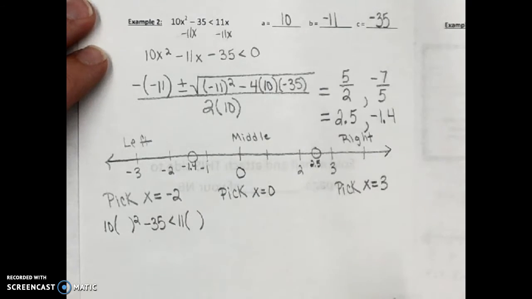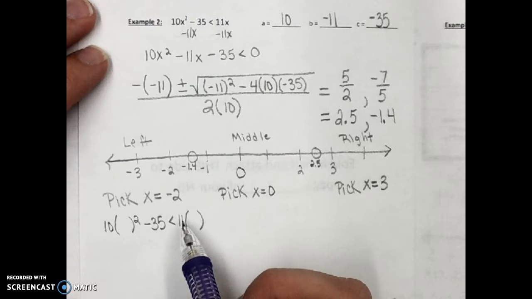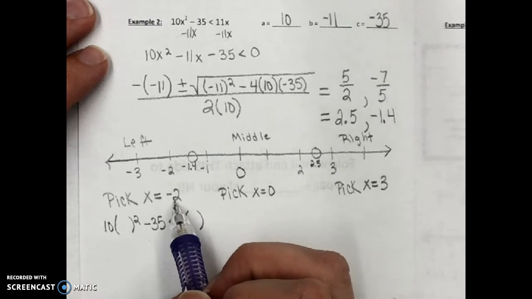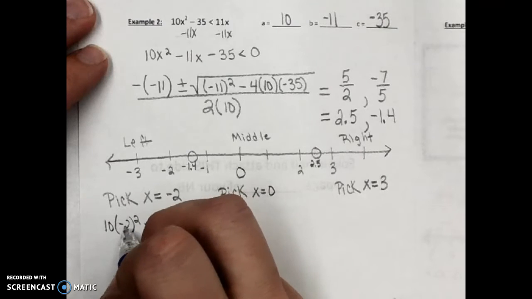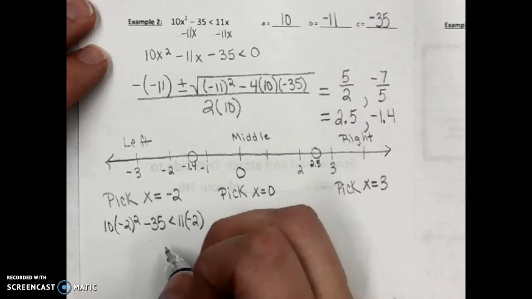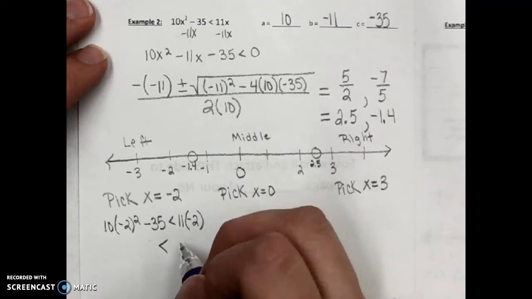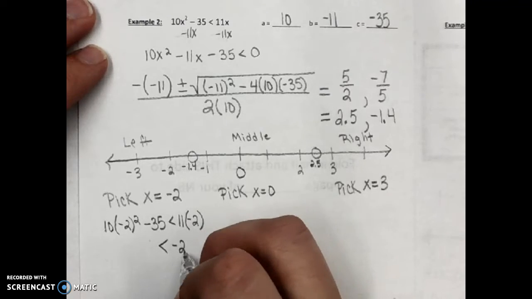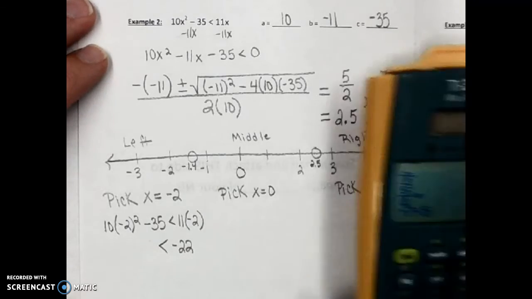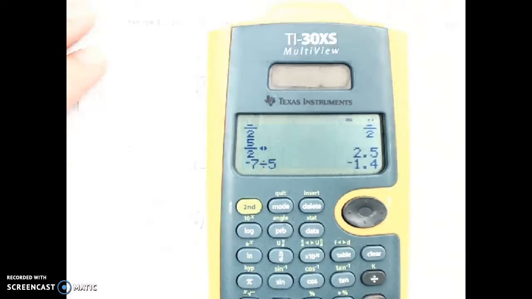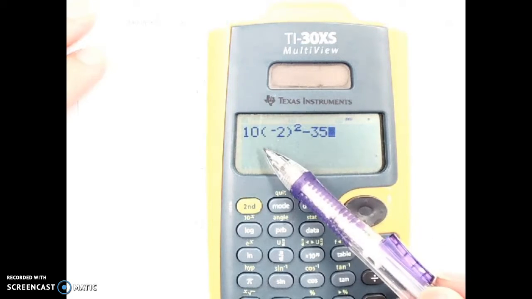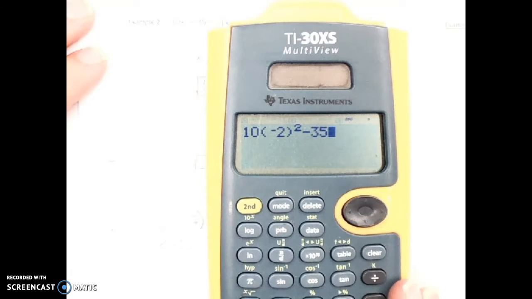What x did I pick? For the left, I picked -2. So I'm going to plug in -2. I know this right side, 11 times -2 is -22. I'm going to take my calculator and plug that in. I'm going to say 10 times parentheses -2 squared minus 35. If you notice, what's on my calculator screen looks identical to what's on your paper. Hit enter, you've got 5.